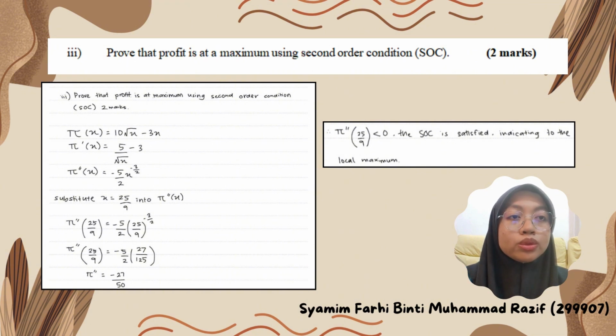So we need to solve the equation and we will get the answer pi double prime equal to -27/50. So the final answer will be pi double prime of 25/9 is lower than 0. So the second order condition, which is SOC, is satisfied, indicating a local maximum.